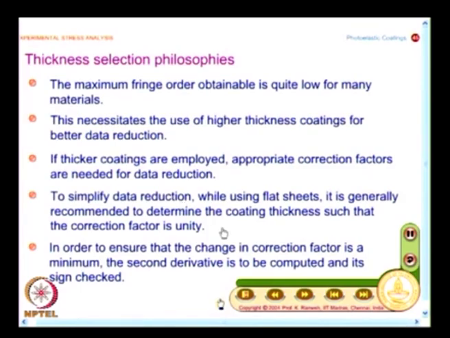The other aspect is, in order to ensure that the change in correction factor is a minimum, the second derivative is to be computed and its sign checked. What you want is, when there is a thickness change, this becomes important when you go for contourable plastic. You will not be in a position to maintain the thickness uniformly. So, there you would like to have a correction factor not to change drastically because of small variation in thicknesses.